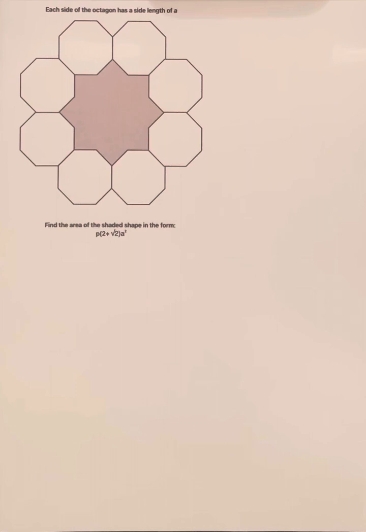Each side of an octagon has side length of a. Find the area of the shaded shape in the form p(2 plus root 2)a squared. Okay, so let's make this question slightly more simple.